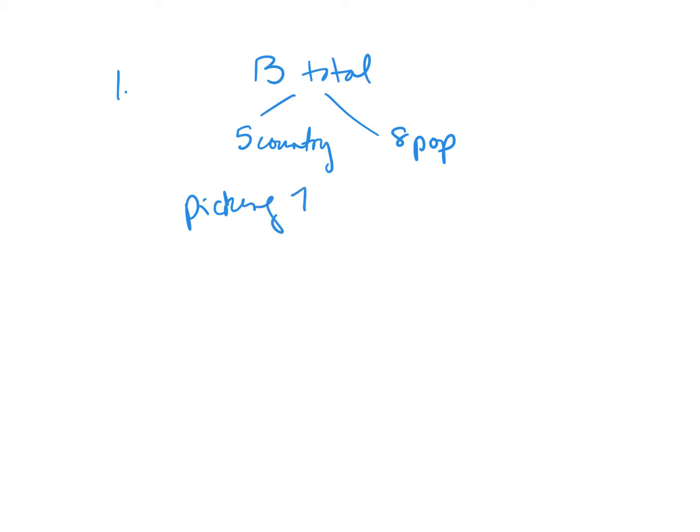So 13 total songs. 5 are country, and 8 are pop. With random shuffle and no repetition, you listen to 7 songs. So I'm picking 7. What is the probability that you listen to at most 3 country songs?